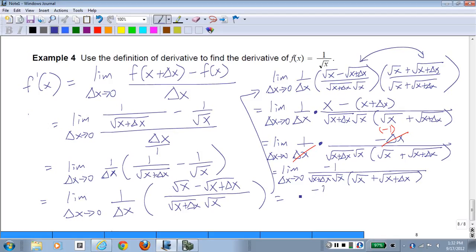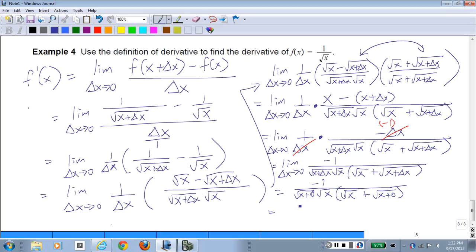So it's negative 1 over the square root of x plus 0 times the square root of x times the square root of x plus the square root of x plus 0. How many more steps? Negative 1 over the square root of x times the square root of x times the quantity square root of x plus the square root of x.